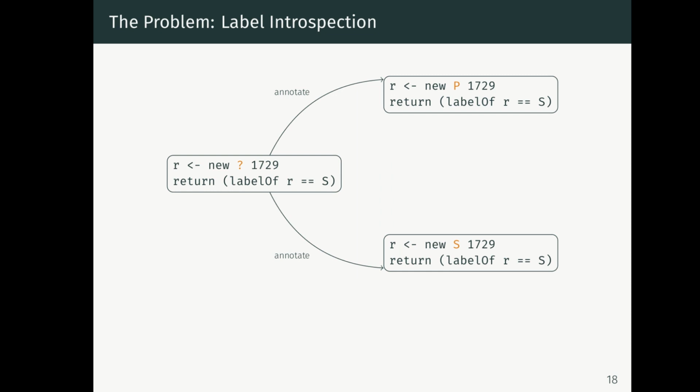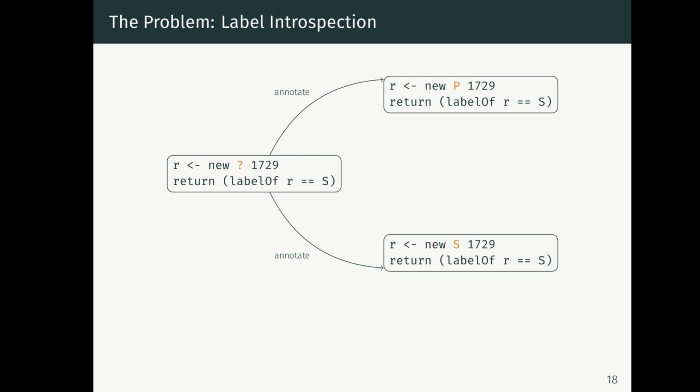Unfortunately, there seems to be a fundamental obstacle to provide a full dynamic gradual guarantee for this entire process because of label introspection. Suppose, for instance, that you have a program that allocates a new reference but leaves its dynamic label unspecified. After allocating, the program checks if the label on the reference is exactly S.